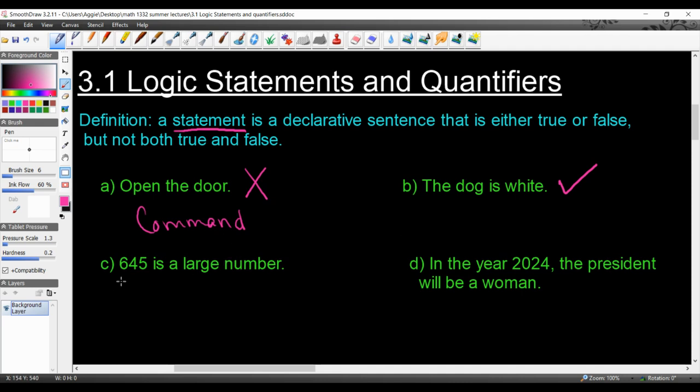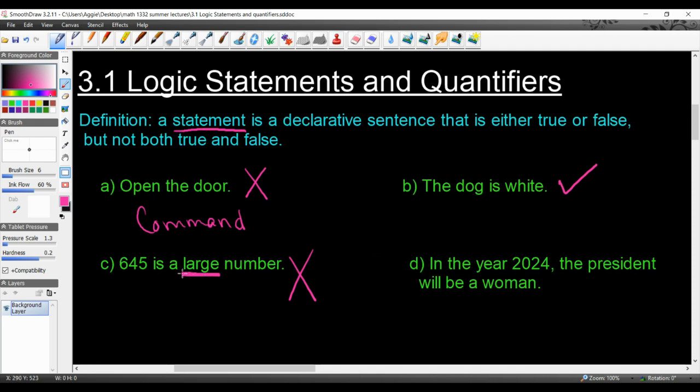Letter C, 645 is a large number. So your keyword here is large, because large depends on who you're talking to or what perspective they have on numbers. To me, 645 might seem like a large number, but to someone who studies infinite sets or anything remotely in those high numbers, they're going to say, oh, that's a small number. So we really can't say this is true or false because it would depend who you're talking to. So this is not a statement either.